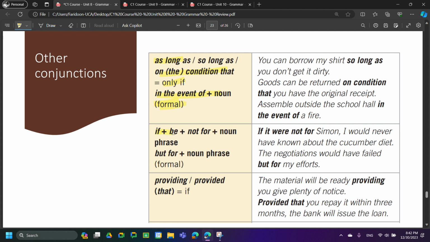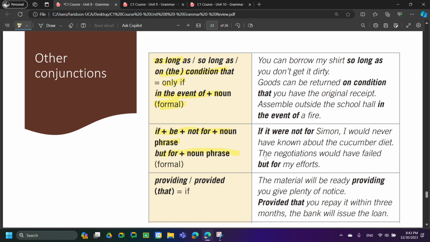So if plus be plus not for plus noun phrase, sorry. And when you're done with that, then you also have another one, but for plus a noun phrase, which is a very formal way. Example, if it were not for Simon, I would never have known about the cucumber diet. Okay, it means that Simon told me. He told me that, hey, there's a cucumber diet, want to try it, or something like that.